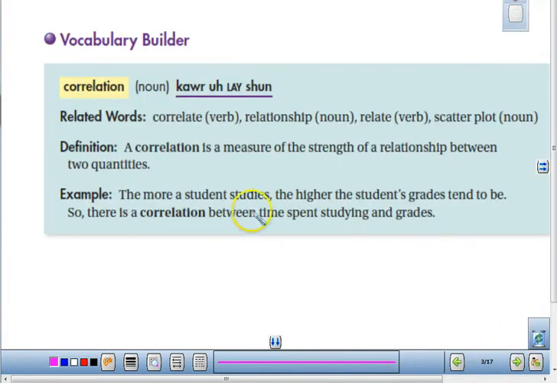So as you watch, like the definition of correlation, it's a measure of strength of a relationship between two quantities. I might write that right above positive correlation, or at the bottom of the page. Remember, to correlate, it's a verb, it's a relationship. And if we think about this, the more students study, the higher the students' grades tend to be. So there is a correlation between the time spent studying and their grades.